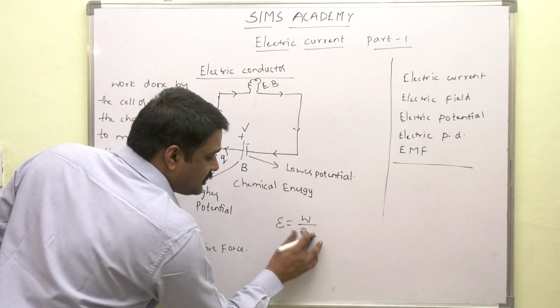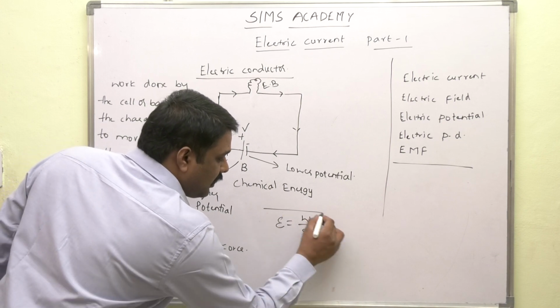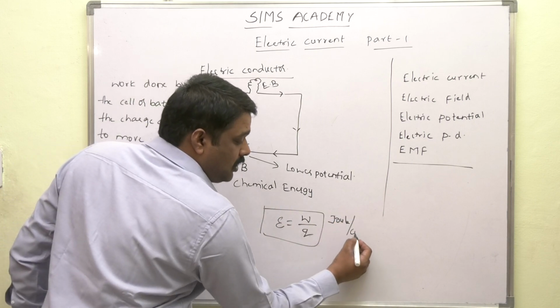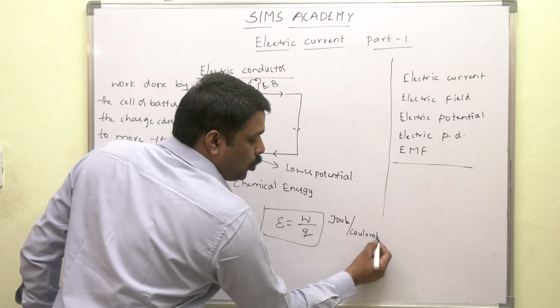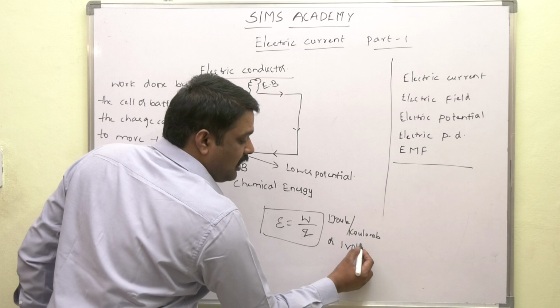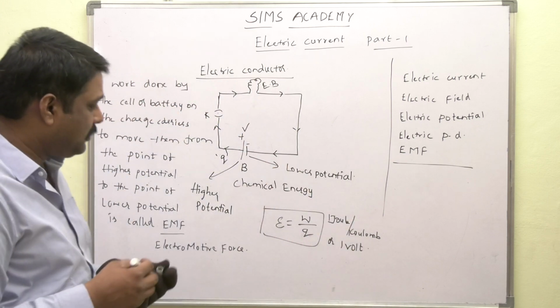Because of this EMF of the cell, work is done on charge. This is also the same, joule per coulomb, or 1 joule per 1 coulomb, we say it as 1 volt.